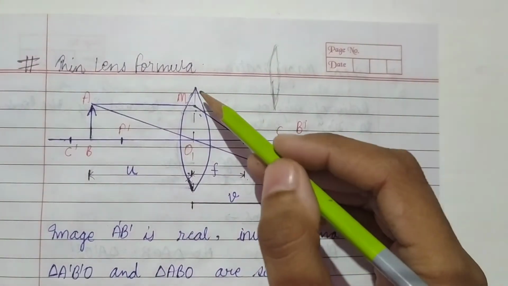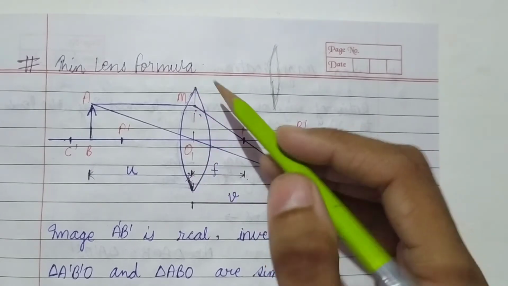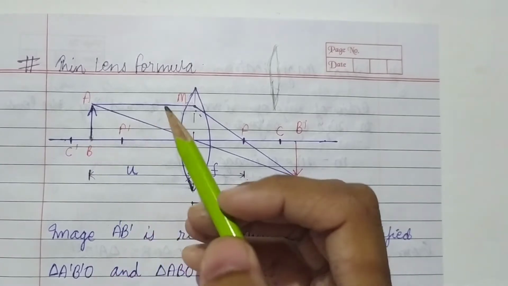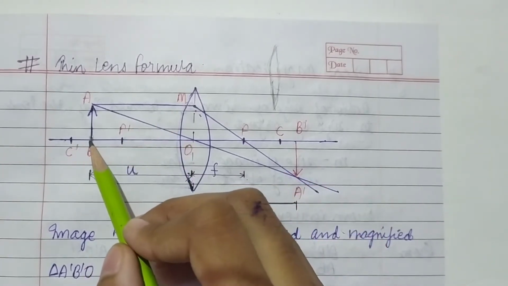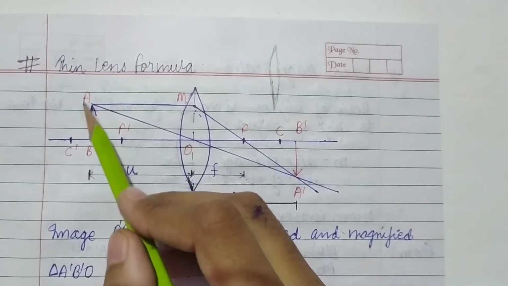What is this saying? This is a lens we are having, a convex lens. Now we are having an object which is placed at this point B. This point B is between the focus and the center of curvature. Let us consider this object has the height AB.